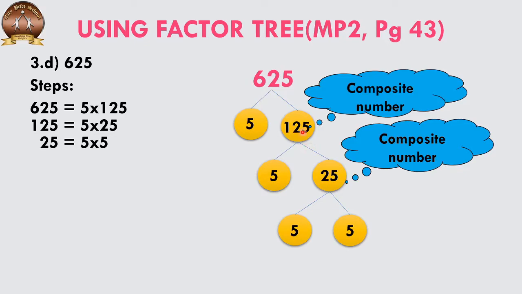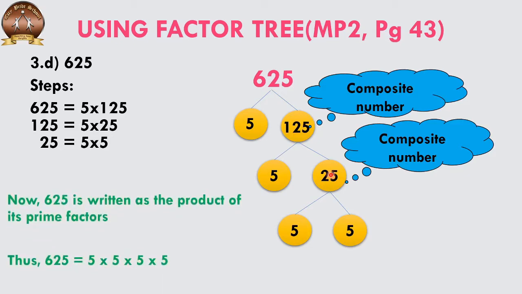Here we can clearly see that 125 and 25 are composite numbers. Composite numbers, if you remember, are the numbers which have more than two factors. So now 625 is written as a product of its prime factors. What are the prime factors? You can clearly see that there are 4 fives, which when multiplied give us 625. So the prime factorization of 625 is 5 into 5 into 5 into 5.